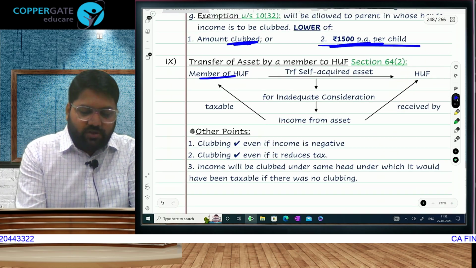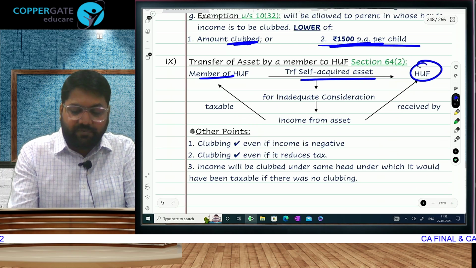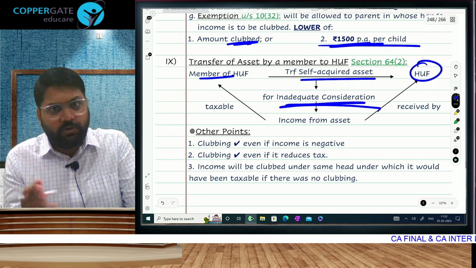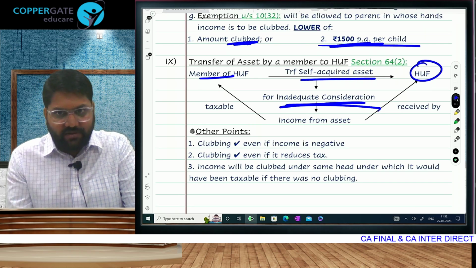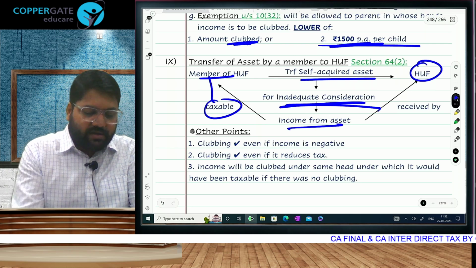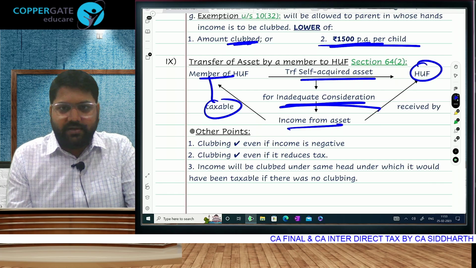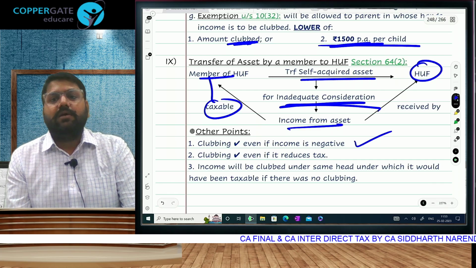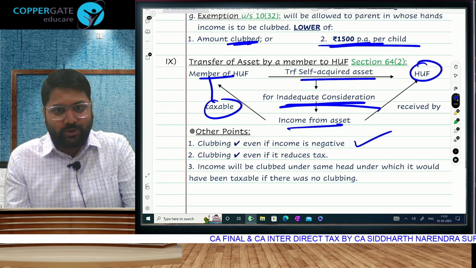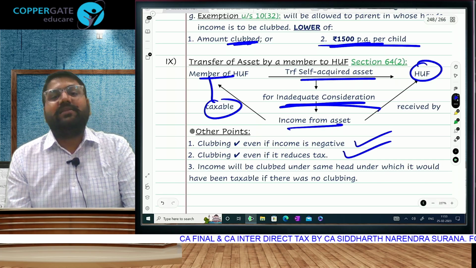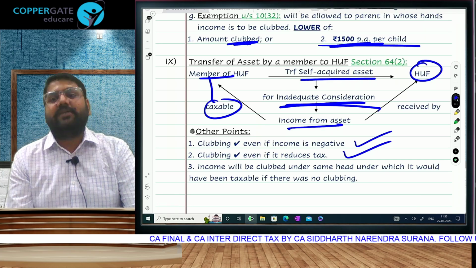If a member of HUF is transferring any self-acquired asset to HUF for inadequate consideration, actual sale you can do to anyone. But if there is any inadequate consideration, then the income again will be clubbed in the hands of the member who has transferred, and other points like clubbing will apply even if it is negative income. So loss will also be clubbed, not just profit. Obviously, that means even if it is reducing tax, clubbing is compulsory.